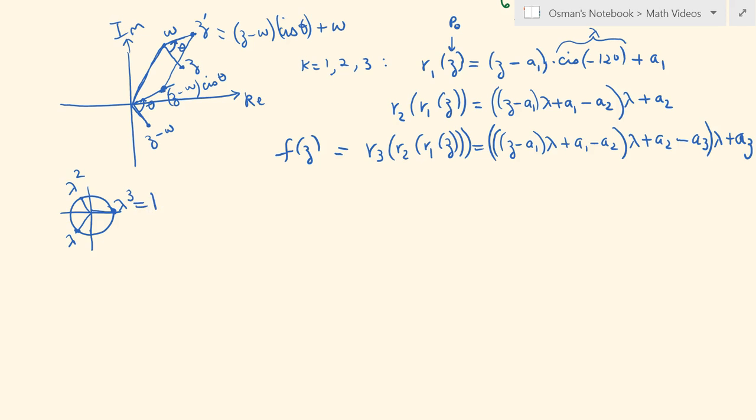If you guys are ready, let's do the algebra. Let's expand this monster here. When I expand, I'll multiply this lambda across here, and then finally I will expand this lambda across these terms. It will be quite a bit of algebra. So I will have z minus a1 times lambda cubed.